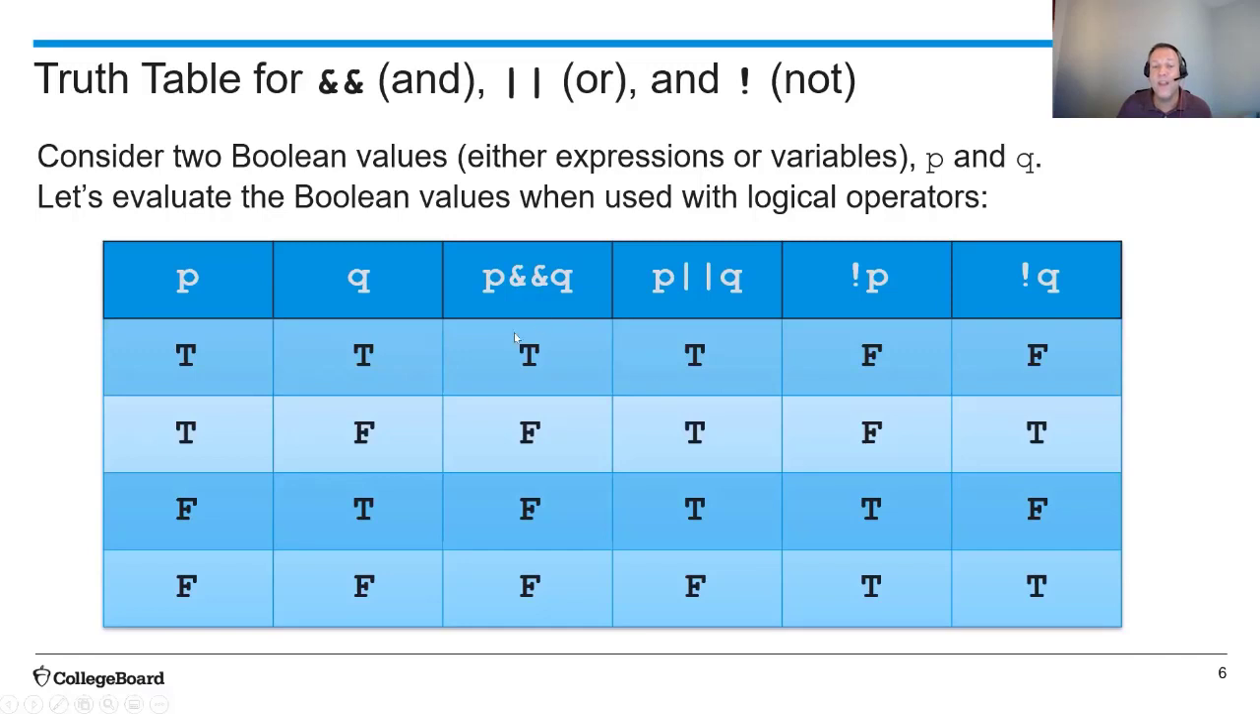And you can see that none of these columns are the same, so none of these expressions are equivalent Boolean expressions, which we didn't expect them to be. Not doesn't behave the same as or, and or doesn't behave the same as and.